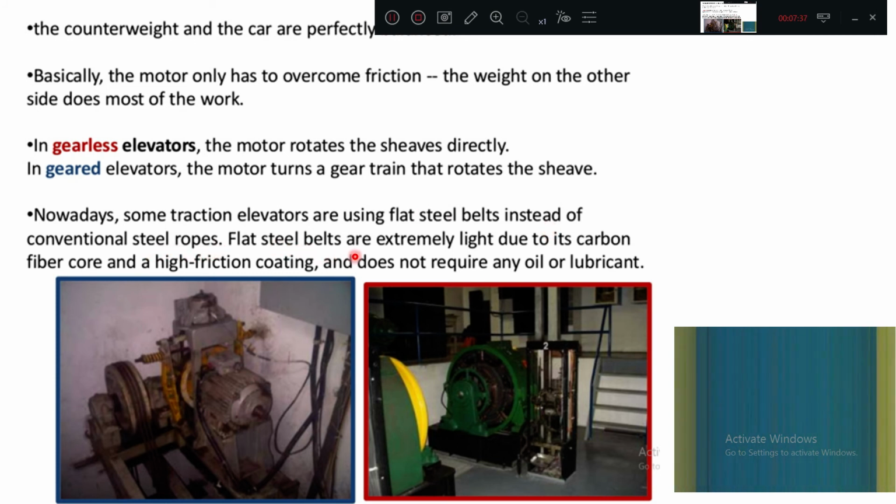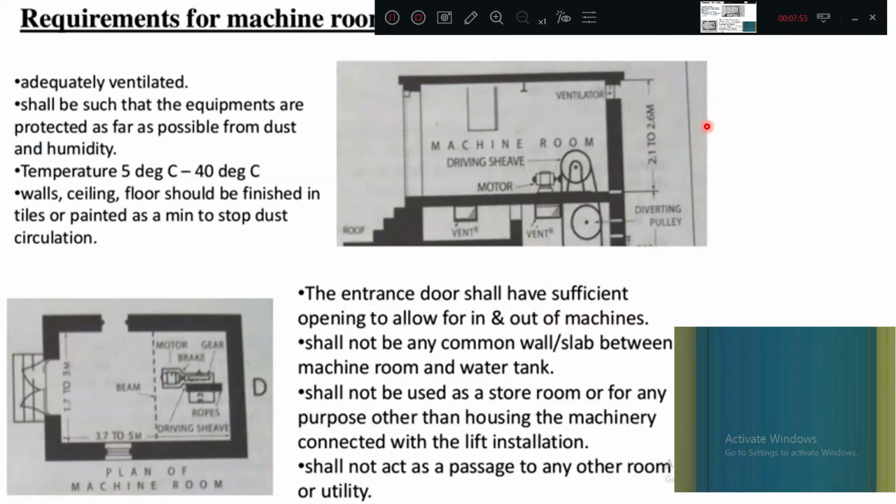Flat steel belts are extremely light due to their carbon fiber core. Very strong, but also light. With a high friction coating, very little friction is applicable. This does not require any oil or lubricant.